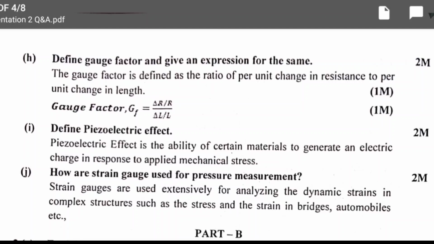Next one is gauge factor. What is the change in resistance per unit change of length? That is the gauge factor. Strain gauge factor is the change in resistance. The small change in resistance, delta R by R, over delta L by L, is known as the gauge factor.